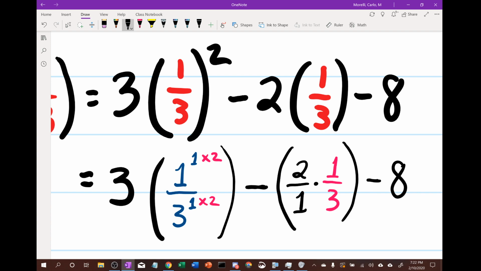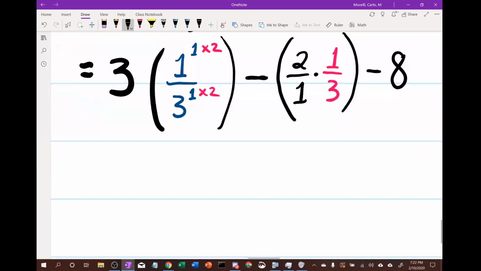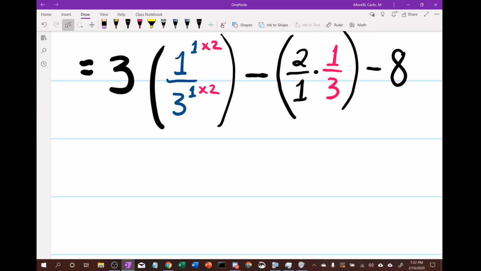All right. So now we're going to go down a new line and write equals. And remember, all this work is just to find the y value of the vertex. So anyway, what is 1 to the power of 1 times 2? What is that?